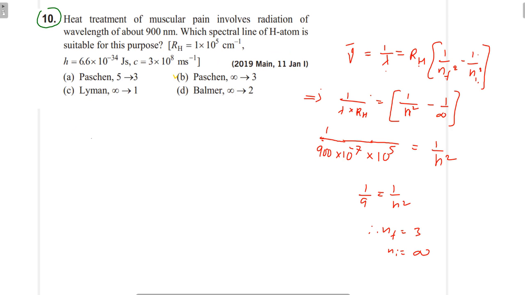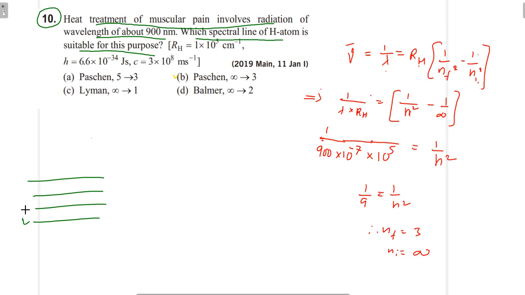Next, question number 10. Heat treatment of muscular pain involves radiation of wavelength of about 900 nanometer. Which spectral line of hydrogen atom is suitable for this purpose? See here, hydrogen spectral lines are like this: Lyman, Balmer, Paschen, Brackett, Pfund. From different energy levels, an electron jumping into the first level releases a certain amount of energy. The same way, suppose from infinity level, if the electron is jumping into the third level, it comes with a different energy.